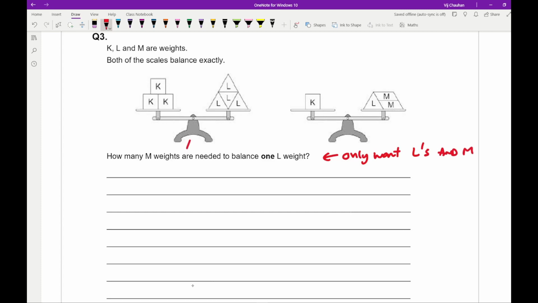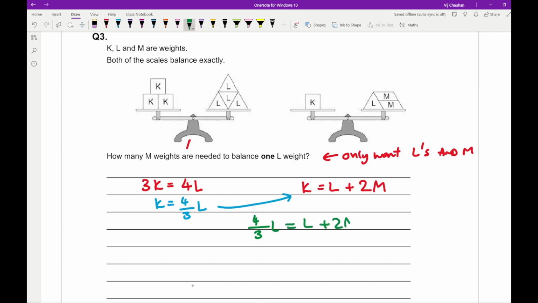Now looking at the first scale, we know that 3K equals 4L. And looking at the second scale, we can see that 1K equals L plus 2M. So what we need to do is do some rearranging and some substitution. So here we want to get rid of the K's. So let's make K the subject. So here I get K equals 4/3 of L. And K is already the subject here. So if I substitute this into this, I then end up with 4/3 L equals 1L plus 2M.